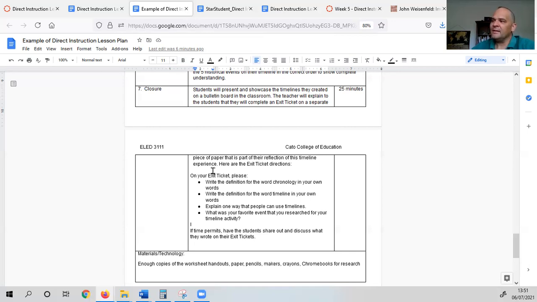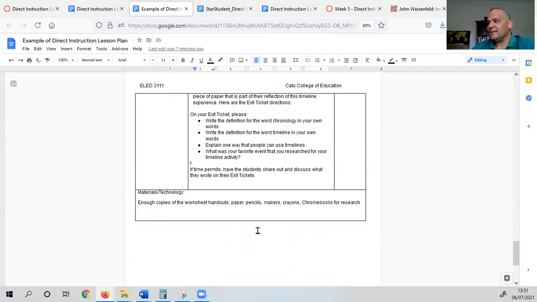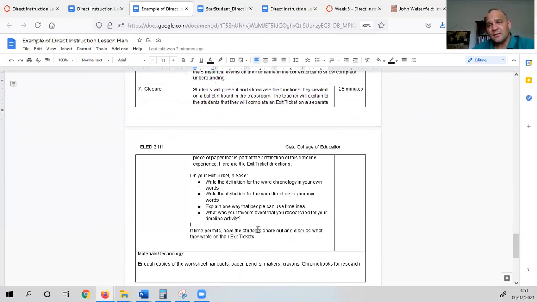All right, so on your exit ticket, the exit ticket that students would create is they need to be able to define the word chronology in their own words, because this is one of the words in the anchor chart, if you remember, and then define what timeline means. And then I had a couple other things I wanted them to do. One way that people can use timelines, and then just a favorite event from what they did in the independent practice. So that's what the direct instruction lesson plan looks like.